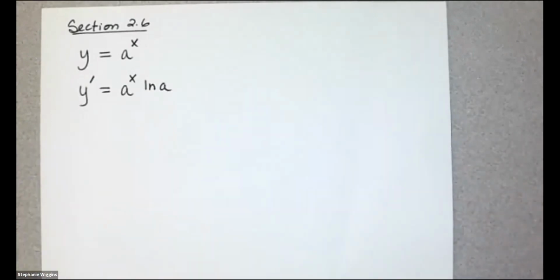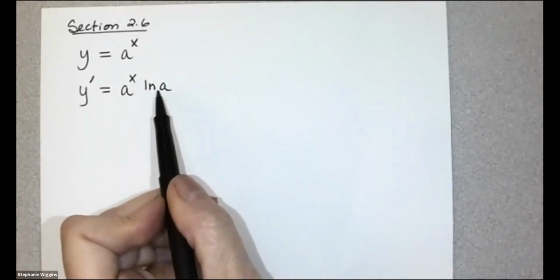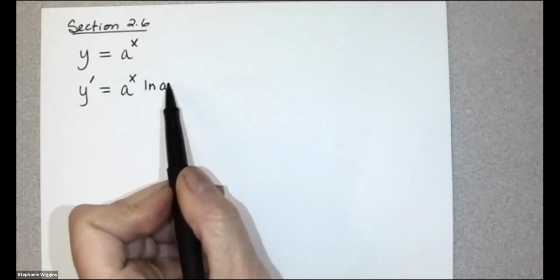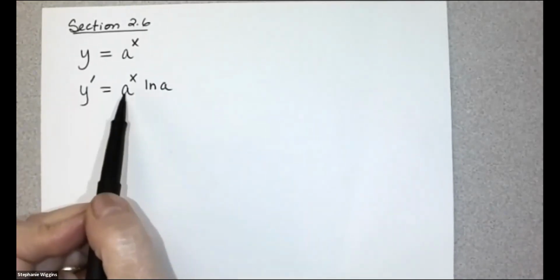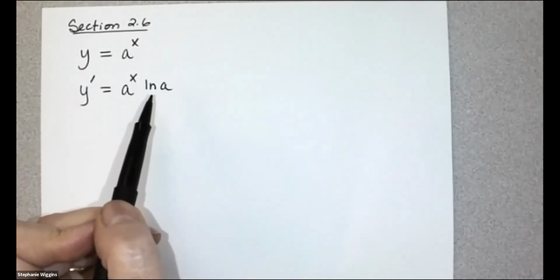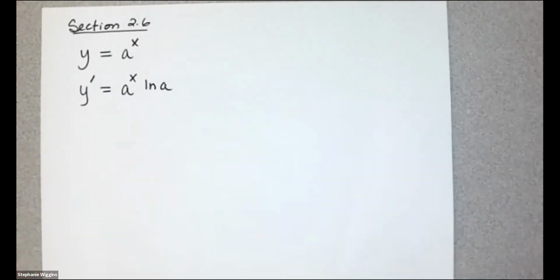So when our constant was e, the natural log of e is just 1, so you don't have to multiply by the natural log of e because it's 1. But since a is not e, you have to multiply by the natural log of a. Okay, so that's the rule for that exponential function.